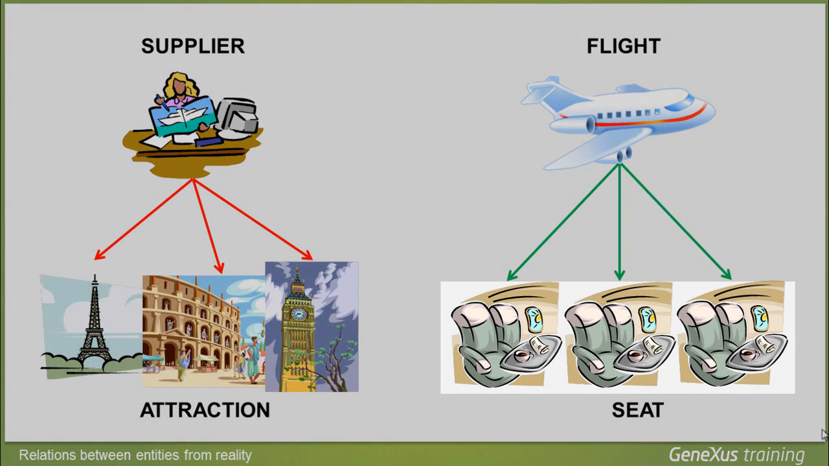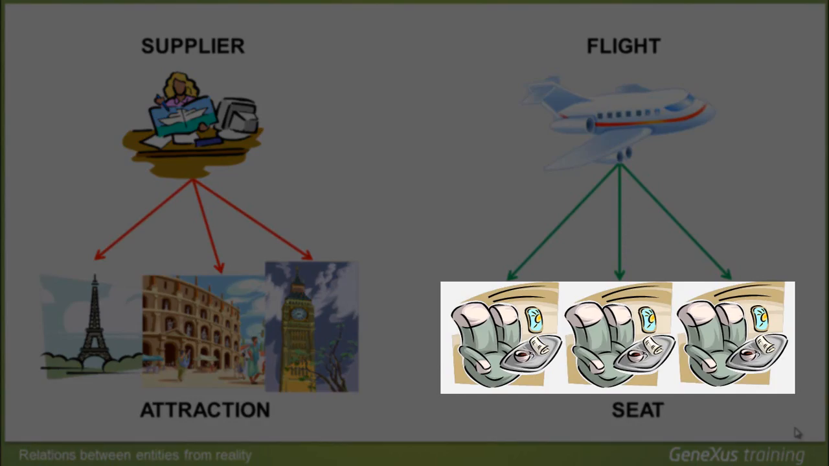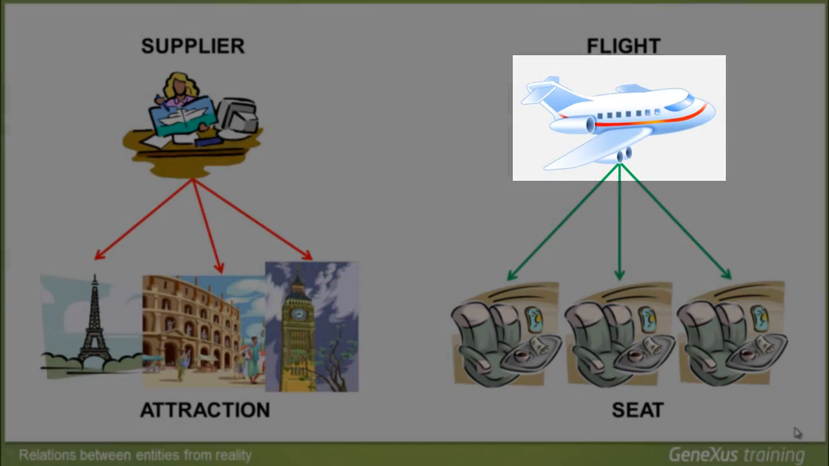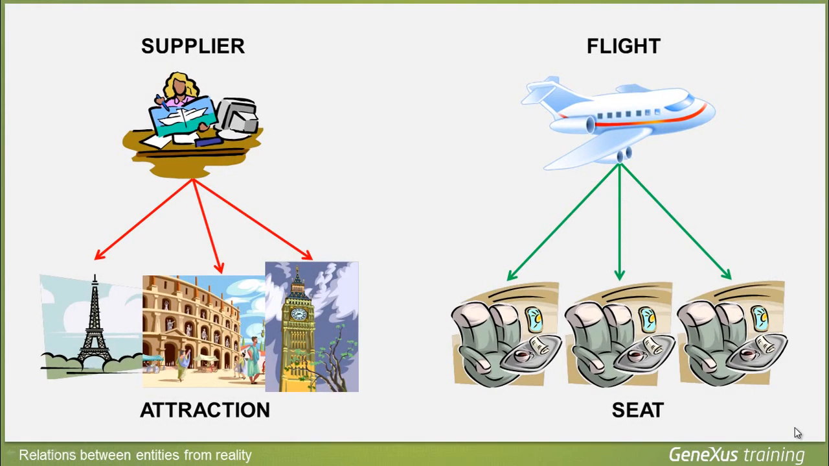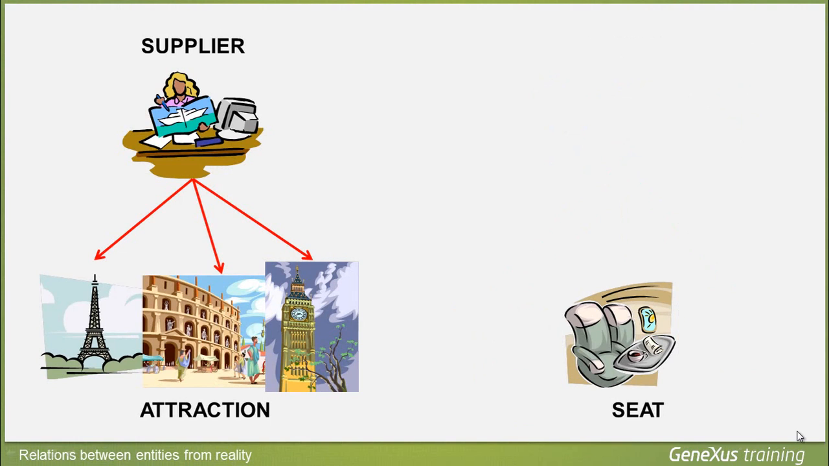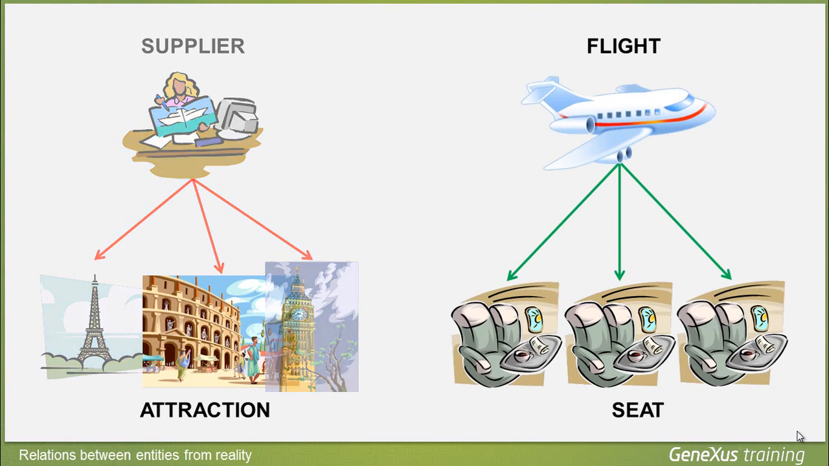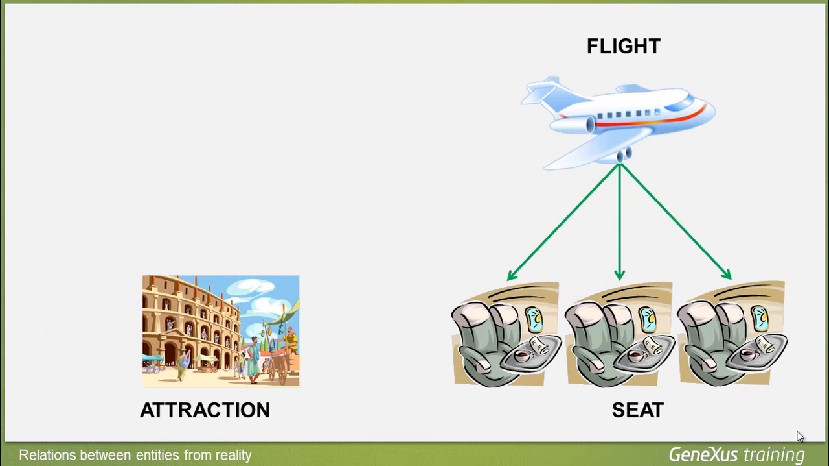Note that the existence of seats would have no sense if they were not in a flight. It is senseless to consider a seat without it always relating to the flight it belongs. However, an attraction could not have a provider offering it, and it could still exist on its own as such.